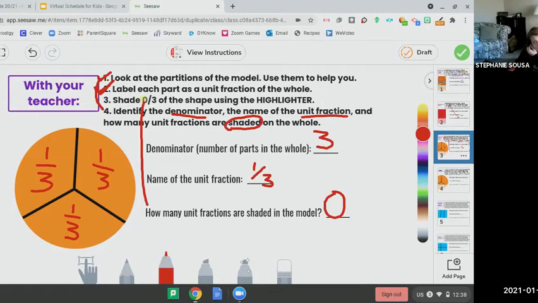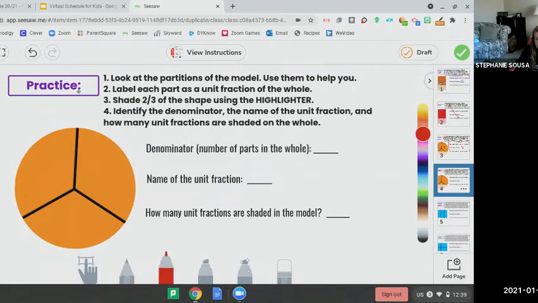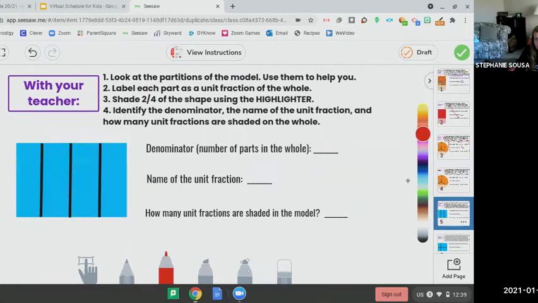Questions on that one? Okay. Slide 4 will be completed as practice on your own. This time you're being asked to shade a different amount of the fraction with your highlighter. Go ahead and go to 5, please.